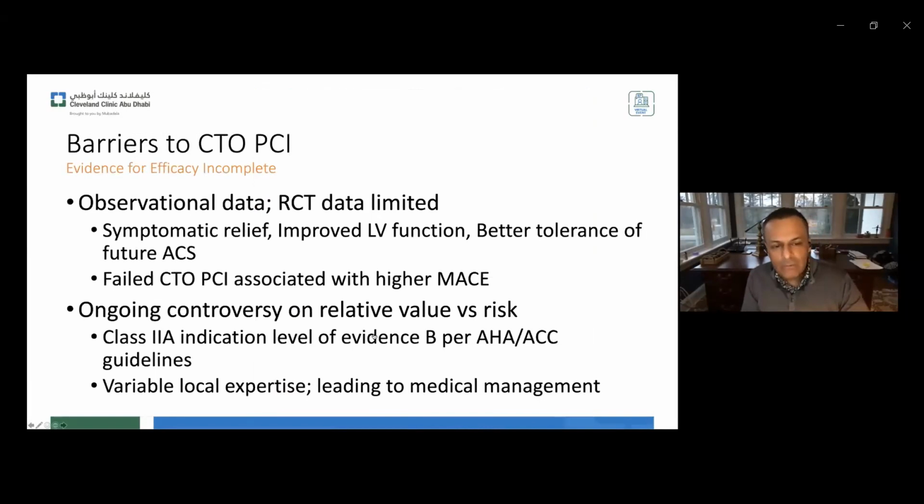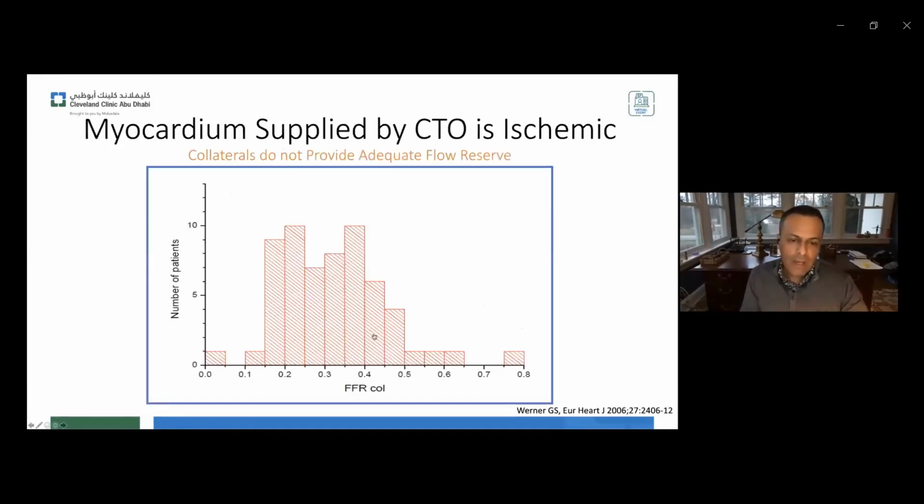But what we do know is that we can achieve symptomatic relief, we can improve LV function, we can help to better tolerate a future acute coronary syndrome, and that failed CTO PCI is associated with higher MACE rates. There's an ongoing controversy in terms of the relative value versus risk. It's still only a two-way indication in intersocietal guidelines, and there's certainly variability in terms of local expertise leading to medical therapy of many patients with CTO. Let's dive into what it is that informs us to take care of these patients.